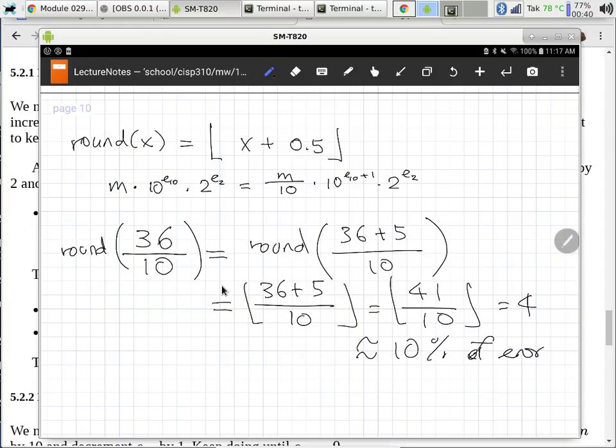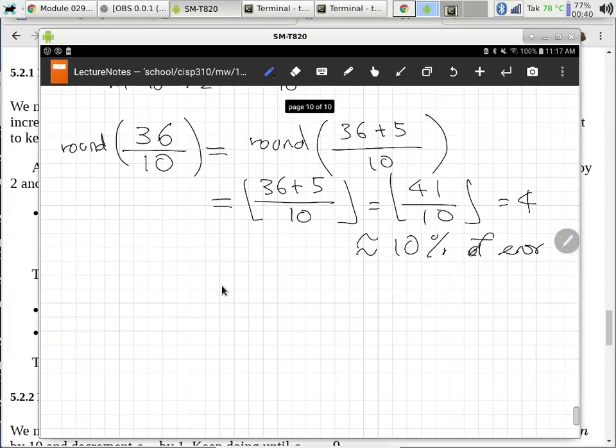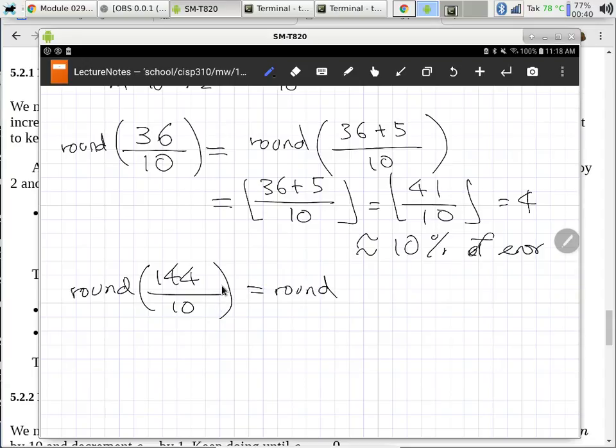Is that okay? So we'll take a look at another example. Let's quadruple 36. When you quadruple 36, what do you get? 36 times 4 is 144. So we say 144 divided by 10. I'm pretty sure you guys don't need all the math here, so we'll just skip all the way to the result. It's going to be 14.4, but take the floor function of that. So it's basically 14, right? What about the error this time?